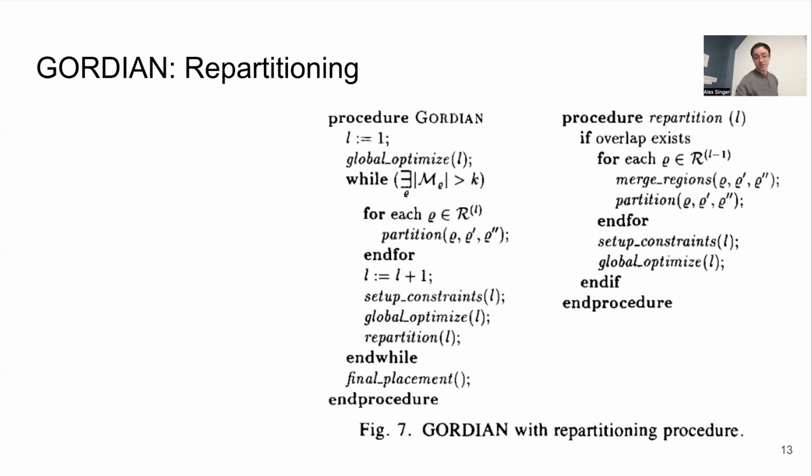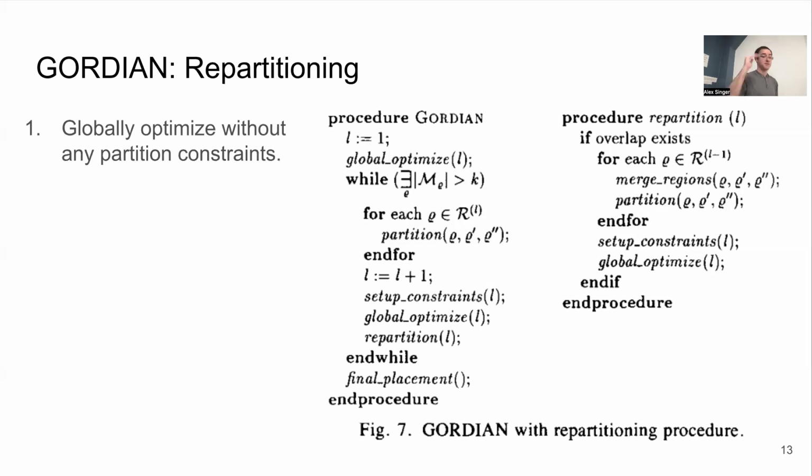So what Gordian does is the following. Step one, very first step, we just entered Gordian. We globally optimize without any partition constraints. This is basically straight up global placement, a quadratic global placement, no constraints.